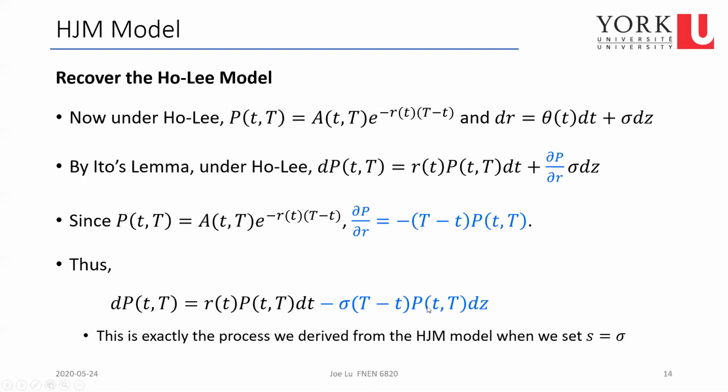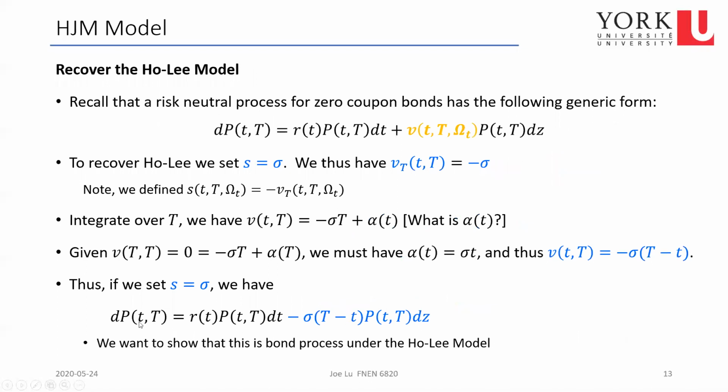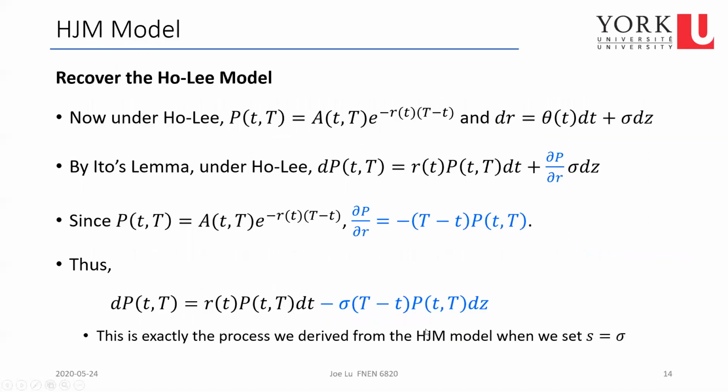So this is exactly what we have seen earlier here. Now we have arrived at it through a different approach, by making S a constant under the HJM model. Which means that when S is a constant under HJM, we have a zero coupon bond process which is the same as the zero coupon bond process implied from the Ho-Lee model. So that shows the equivalence between the two.